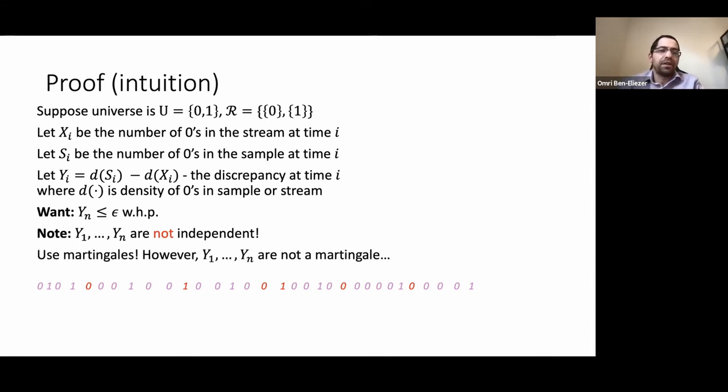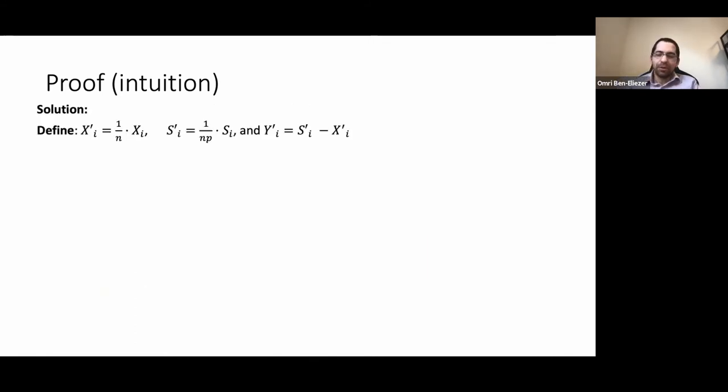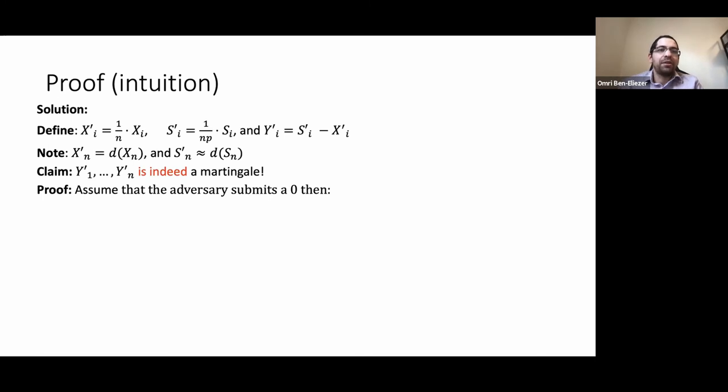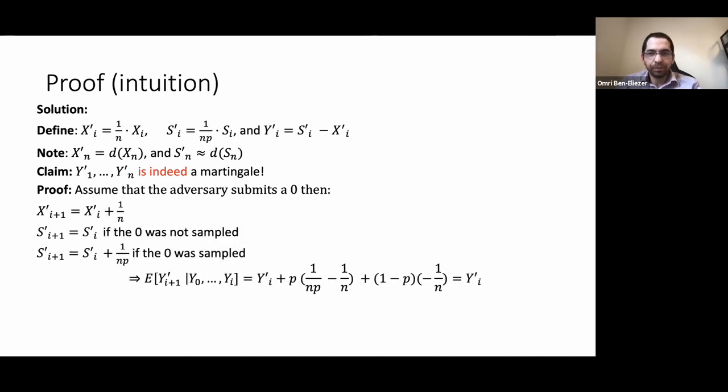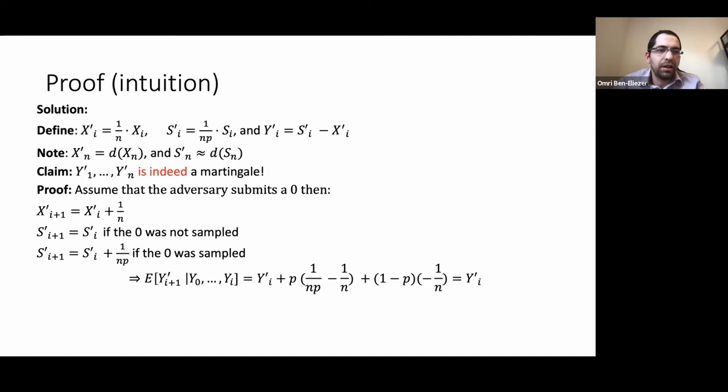We could try to use martingales though, but these random variables are not a martingale, where by martingale, as usual, I mean a series of random variables where the expected value of the i plus one variable is equal to the previous one. So I won't go into the full details, but there is a way to define similar random variables that do form a martingale. I won't go into the detail too much, but it can be done.